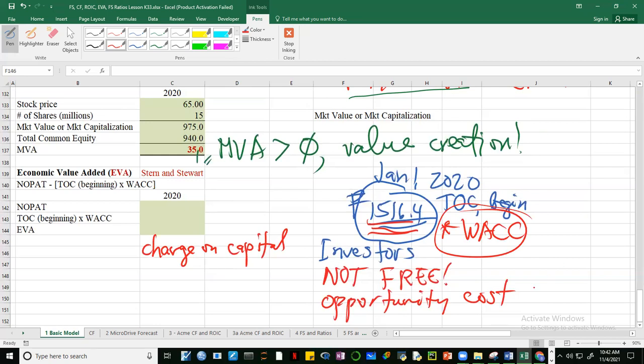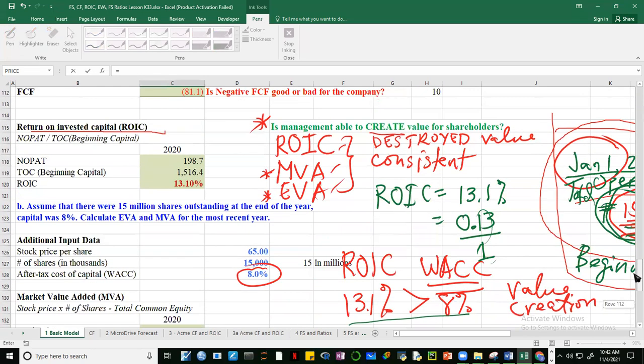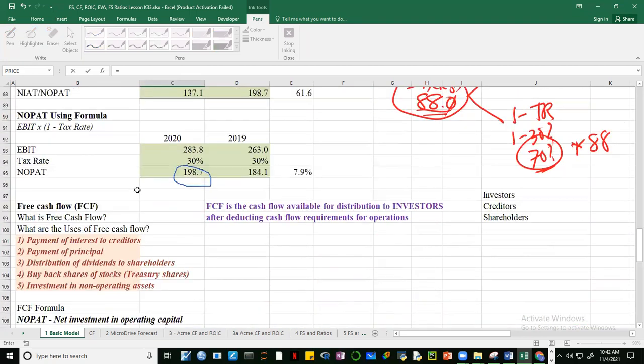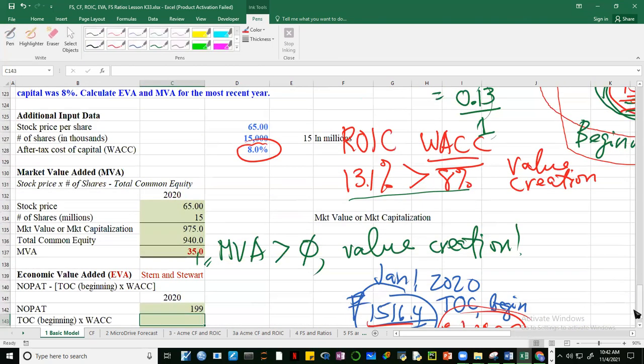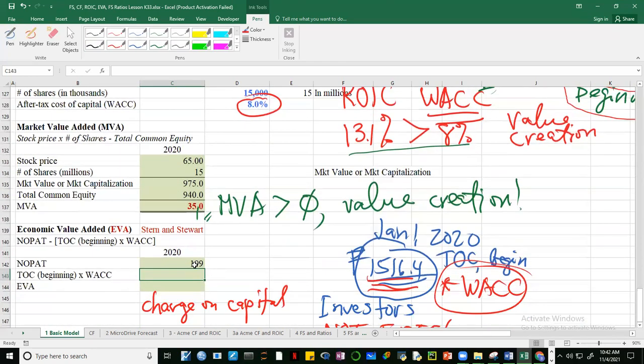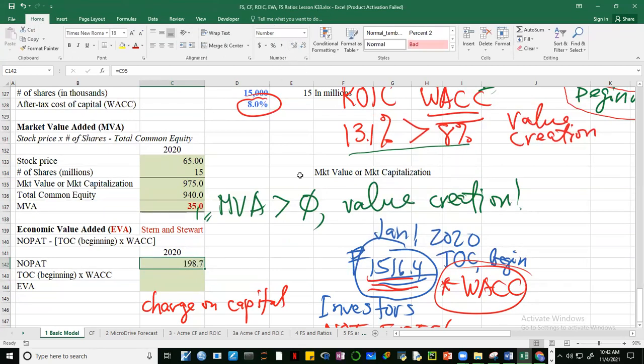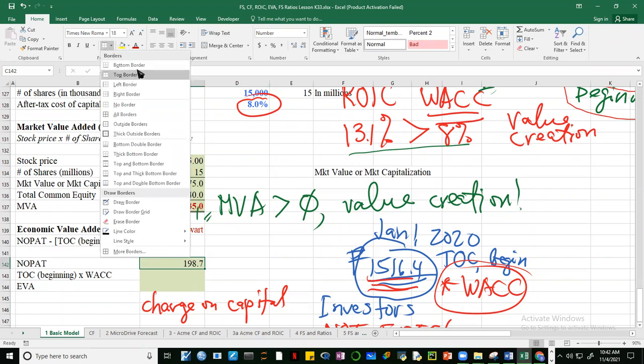Okay, let's compute, guys, in the interest of time. Management was able to generate their NOPAT. How much is the NOPAT? NOPAT for 2020 was 198.7. So this is our NOPAT. Now question. How much capital was provided to us? How much capital was provided to management? We know that, it's the beginning capital.